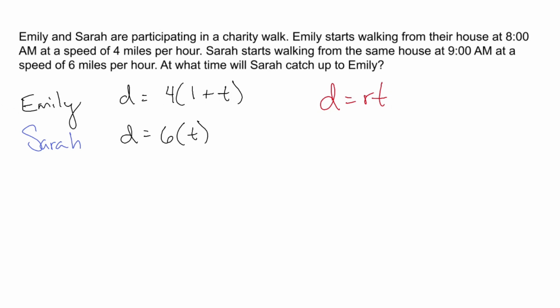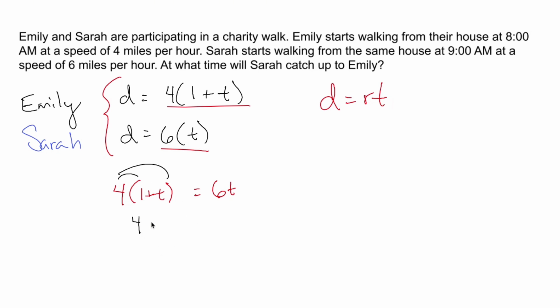Now, if I were you, I would set these two, this is a system of equations. Since D equals this and D equals that, then we could say this equals that. So how about 4 parentheses 1 plus T equals 6T? Distribute. 4 times 1 is 4. 4 times T is 4T. That equals 6T.